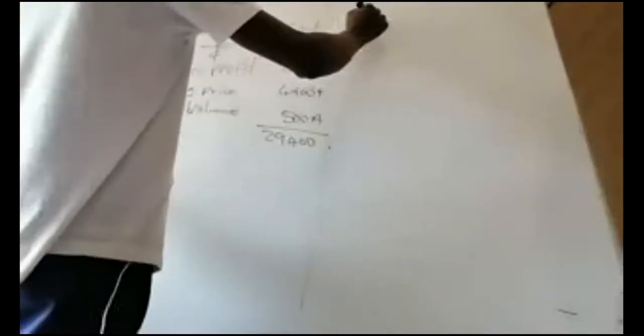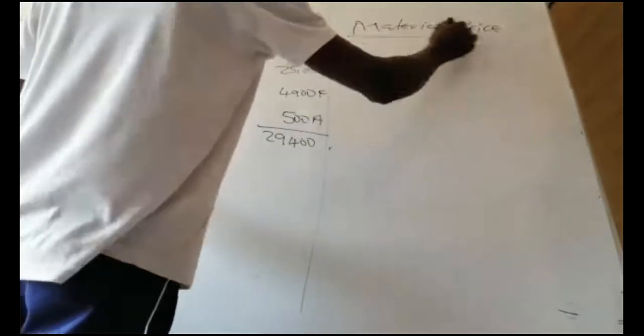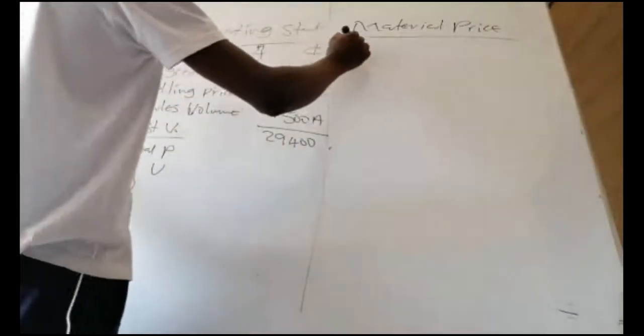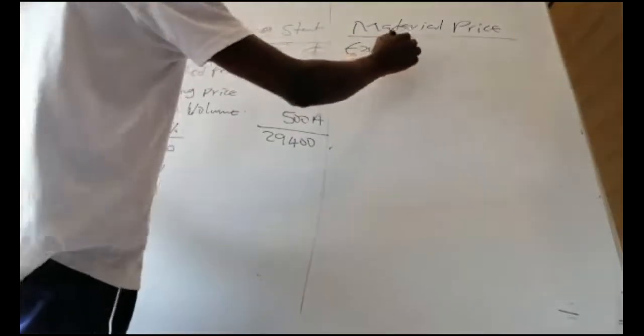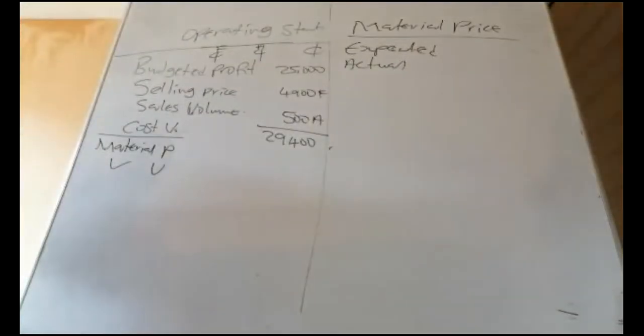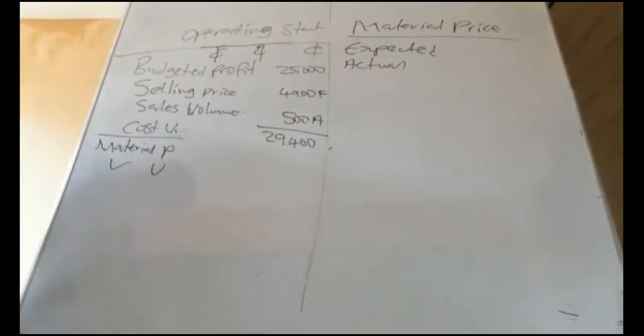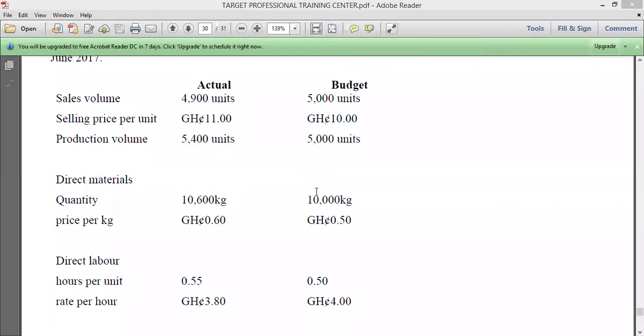So material price variance. That one too, you say expected against the actual. Expected against actual. Good. So let's go to the question. Go and pick the expected material price. That's using the actual quantities consumed. You multiply by the standard rate for material, and then you compare it with the actual material cost.